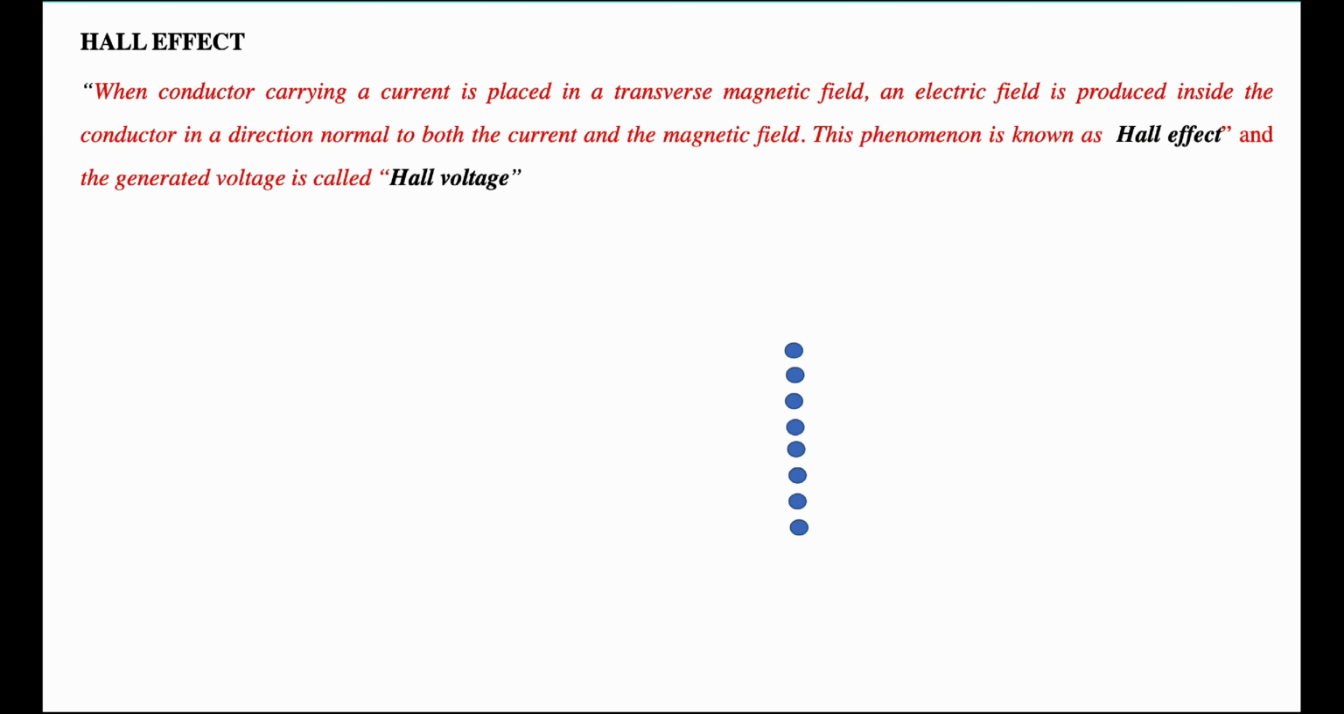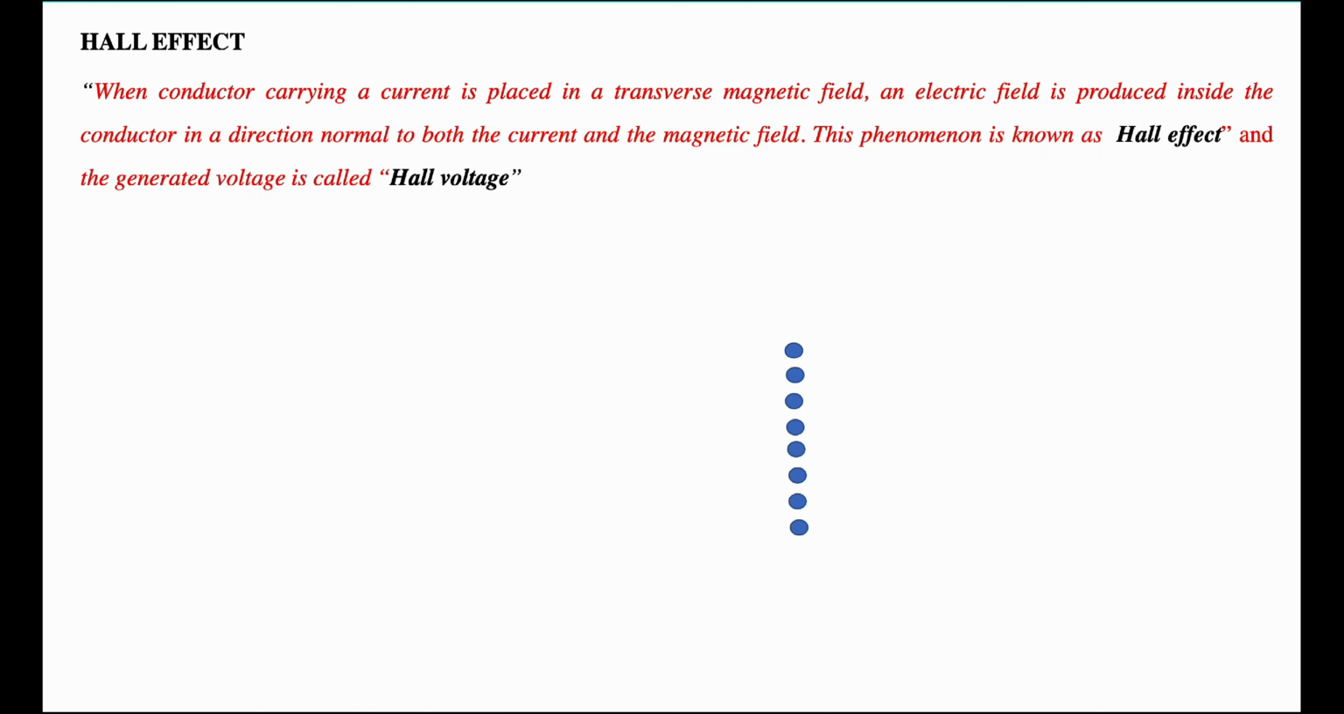So let us start with the Hall effect. When a conductor carrying current is placed in a transverse magnetic field, an electric field is produced inside the conductor in a direction normal to both the current and the magnetic field. This phenomenon is known as the Hall effect, and the generated voltage we call the Hall voltage.